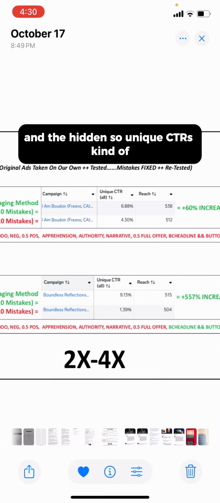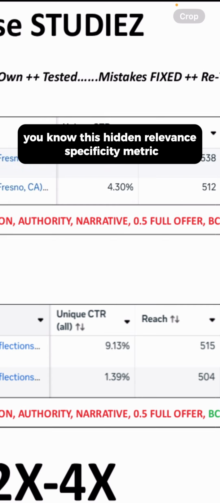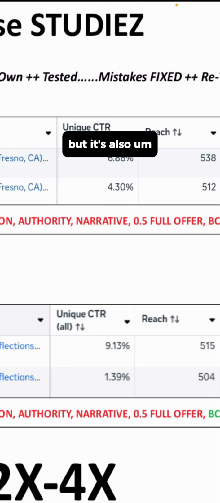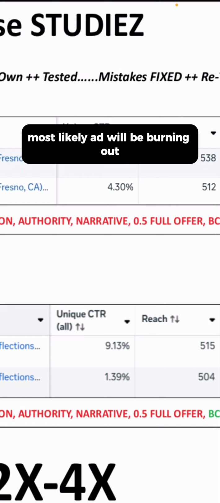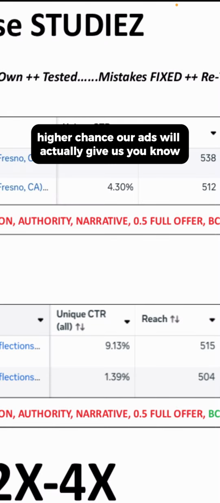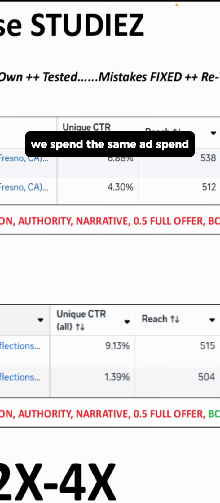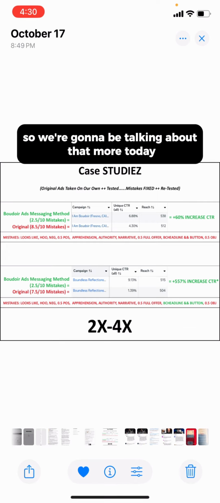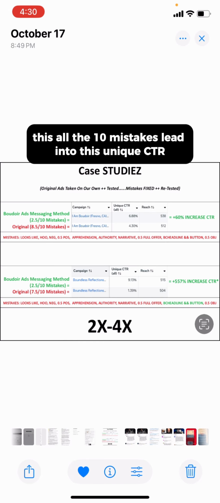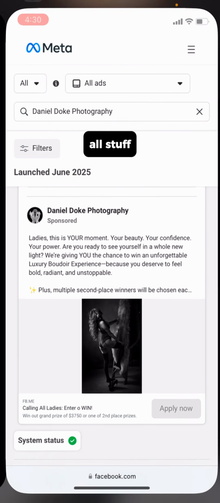Unique CTR is kind of this hidden relevance specificity metric, but it's also the most important one, where we like to stay above 6% unique CTR. Anything below 6% unique CTR, most likely the ad will be burning out, performing worse and worse over time. But if we can get above 6%, there's a higher chance that with the same ad spend, we actually get better results over time. So ad sustaining and scaling. I'm going to be talking about that more today, and then this is all the 10 mistakes leading to this unique CTR stuff.